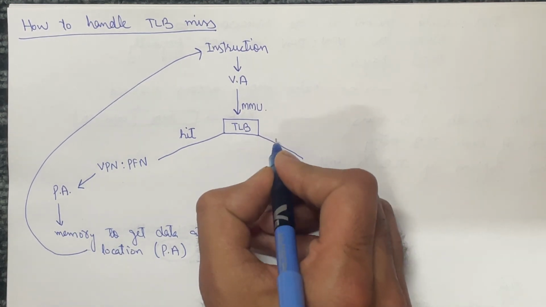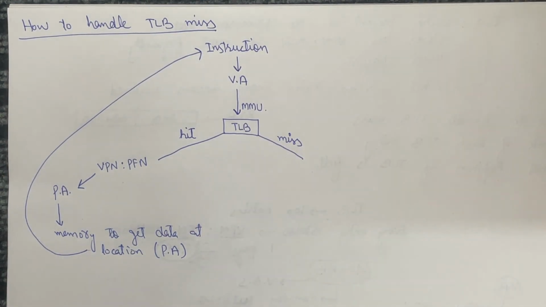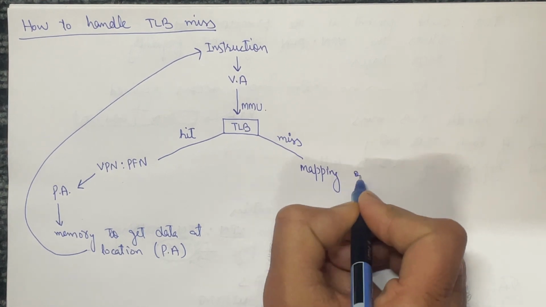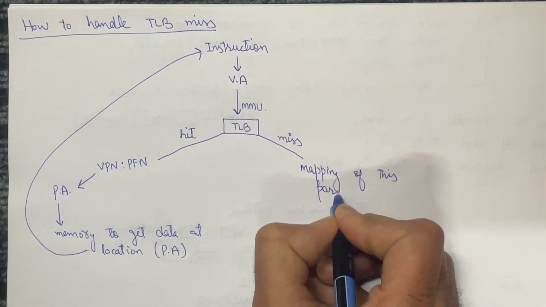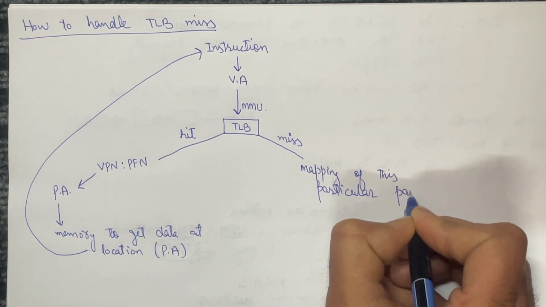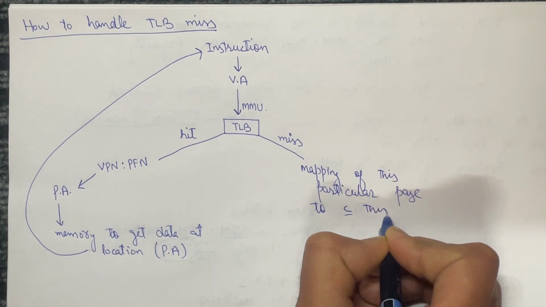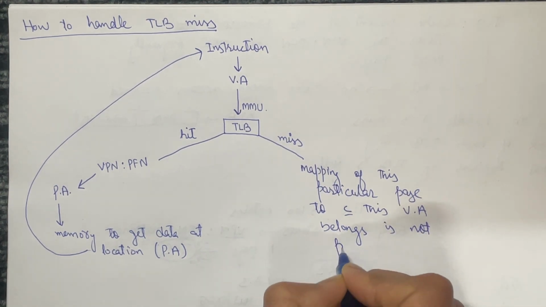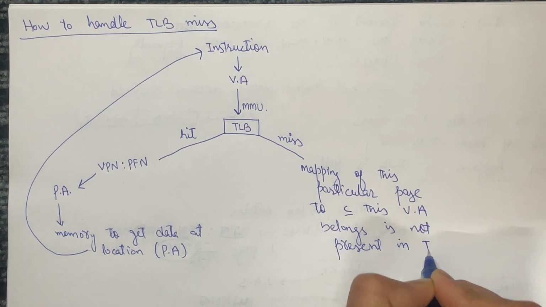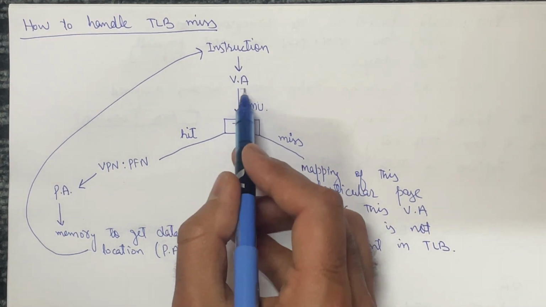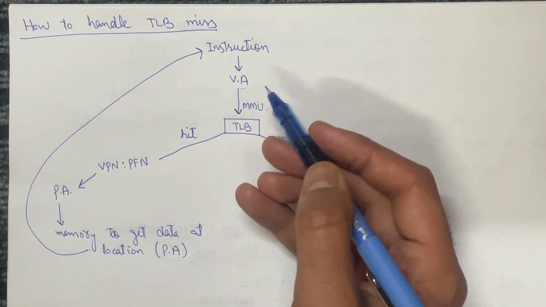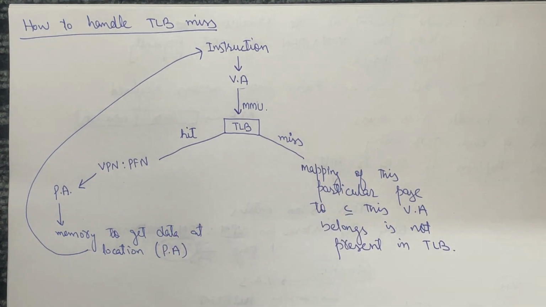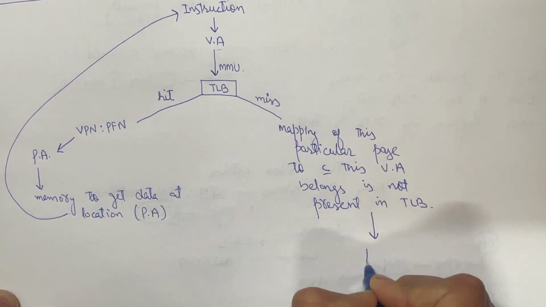However, if there is a miss in the TLB, miss means that the mapping of this particular page to which this virtual address belongs is not present in the TLB. Okay, so we already know that this virtual address is a part of some page, and that particular page's mapping is not present in the TLB. So if it is not present in the TLB, where will it be? It will be in the page table.